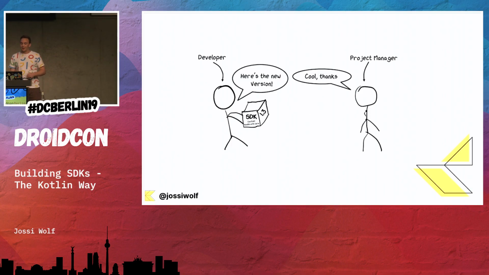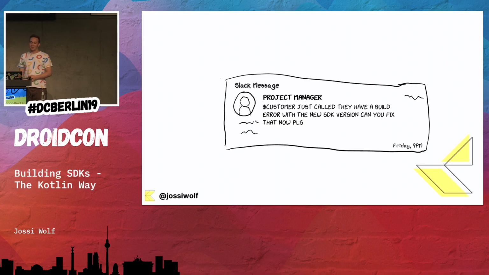You hand the new version over, and cue Friday, 9 p.m., your project manager says, hey, that very important customer just called, and they have a build error, and they're in the USA time zone, so it's Friday, 9 p.m. for you. Yeah, they have the new SDK version. Nothing is working anymore. Could you just fix that now, please? Because money. Well, all right.